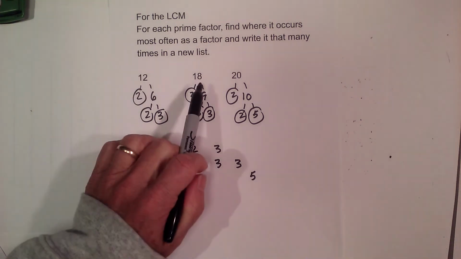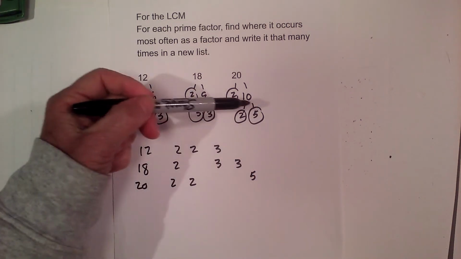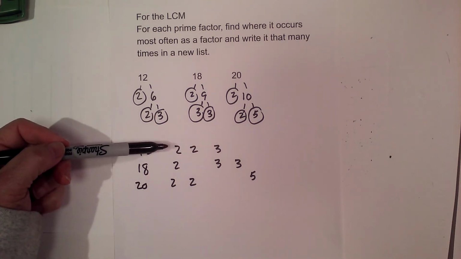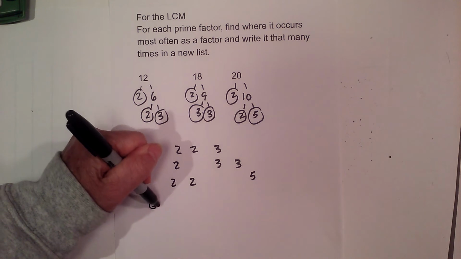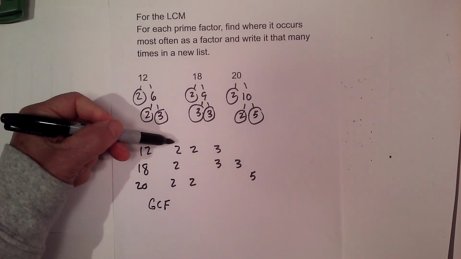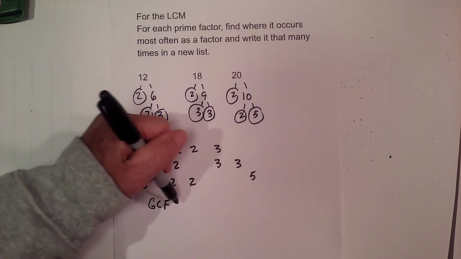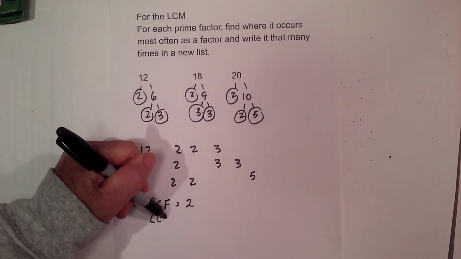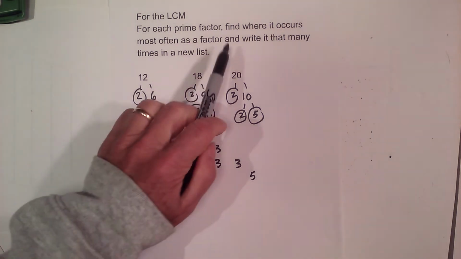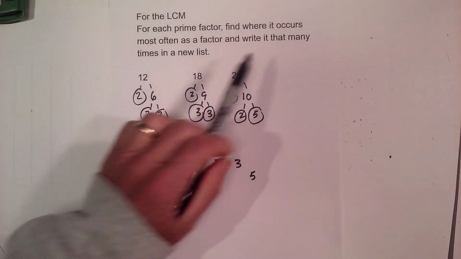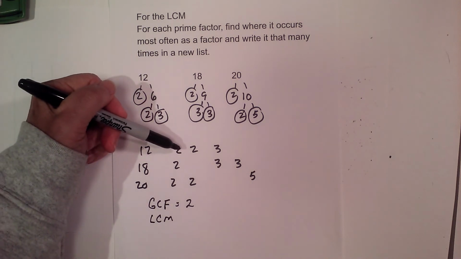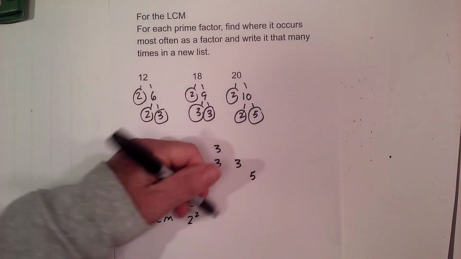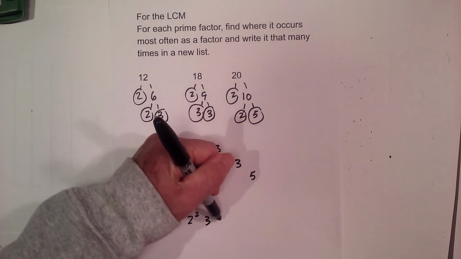Okay, now for 12, 18, and 20, as you can see, I've already written out the factor tree. I've rewritten all the prime numbers here. So now for the GCF, I'm just looking for the prime numbers found in all three of the numbers I'm trying to find the GCF for, and it looks like that is 2. Now for the LCM, I'm following the rule where it occurs most often as a factor, write it that many times. So it looks like 2 is squared, and it looks like 3 is squared, and 5 to the first.